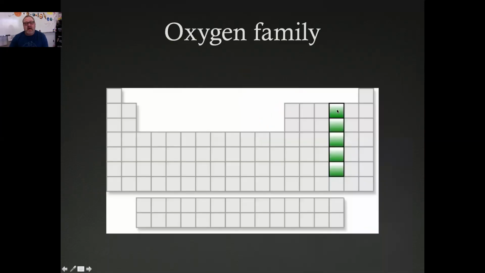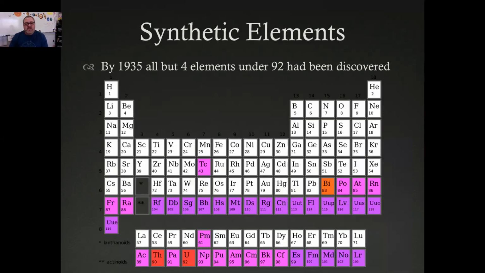And then finally, we're at the oxygen group here. This is the last of the mixed groups. Some of these are what we call synthetic elements. By 1935, all but 4 elements under 92, so uranium and below, had been discovered. All of the other ones are synthetic, meaning that they have to be created in a laboratory because the conditions on Earth are not right.